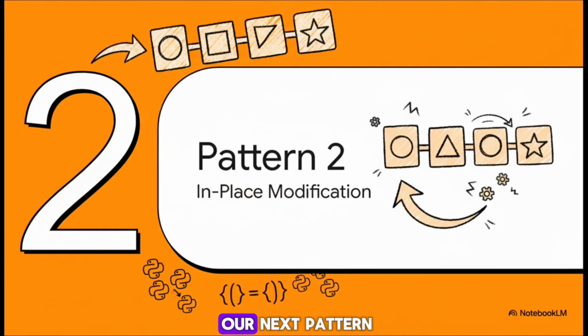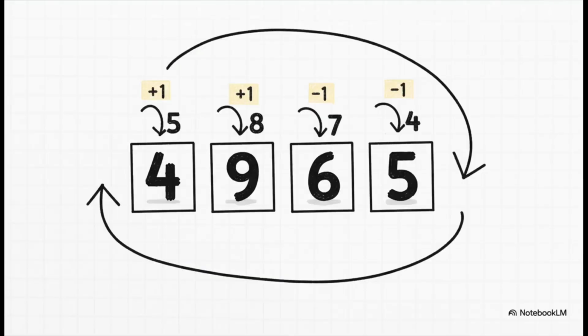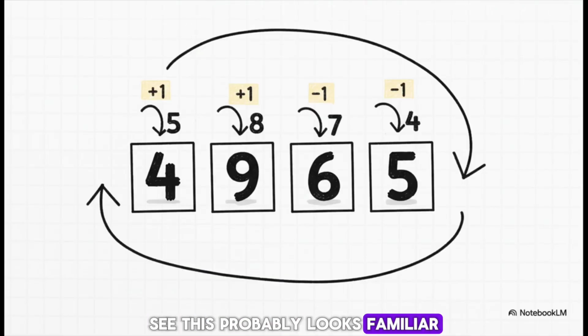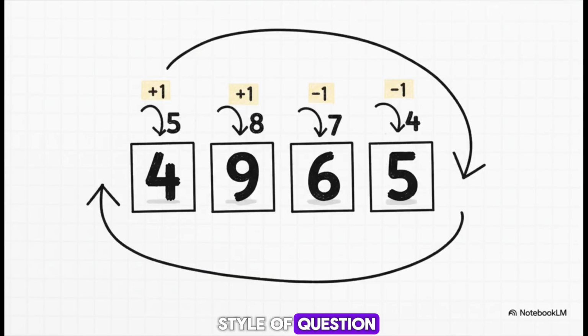Okay, let's roll into our next pattern. This one builds on what we just did. It's another list job, but this time we're tweaking every single element in the list based on some rule, without creating a new list. See, this probably looks familiar. It's a really common style of question. We take a list, walk through it, and if a number is even, we add 1. If it's odd, we take 1 away.